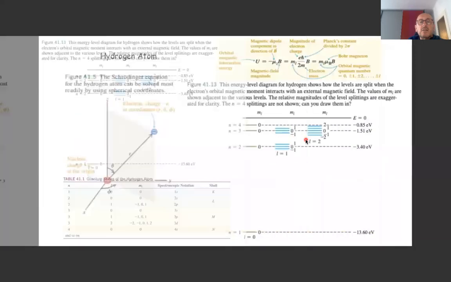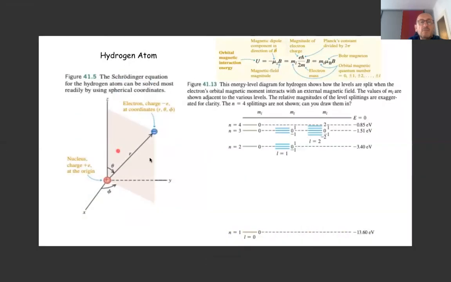I'm reviewing this a bit because I may have gone a bit fast last time. Probably I just want to review it. And then we introduced the fact that we can place this whole atom in a magnetic field. And when the whole atom is in a magnetic field, the electron will be moving in a magnetic field.